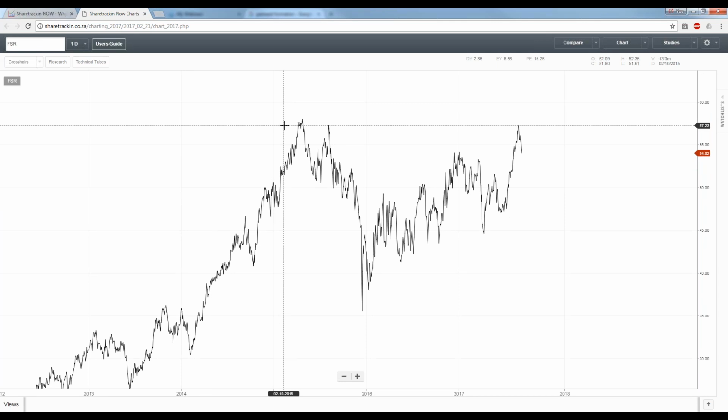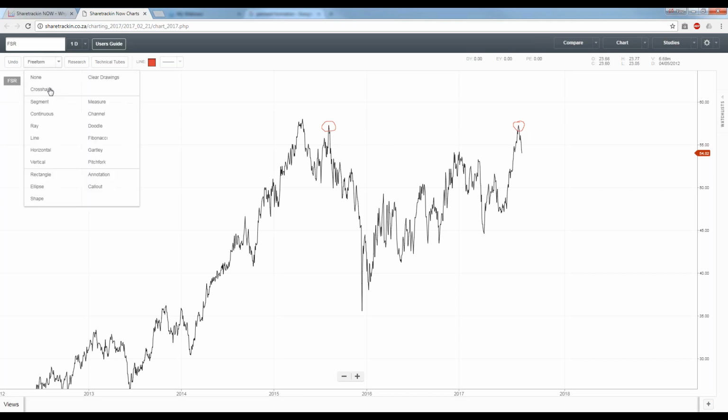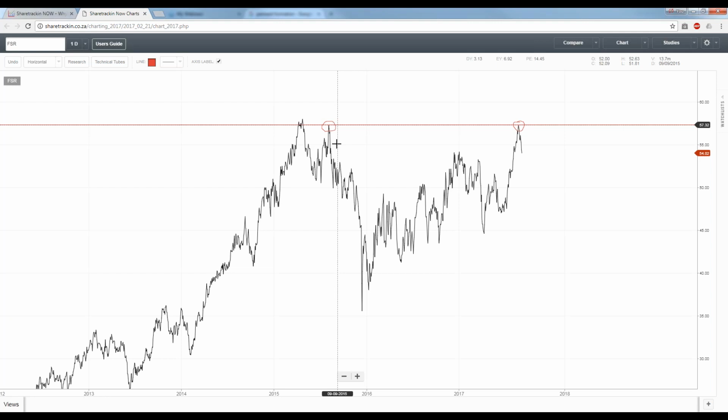Now, there's some form of a double top occurring here. If you just focus on this level over here and this level over here, and you join those two with a horizontal line, you can clearly see that there's some sort of a resistance if the share price starts to move above 57 Rand per share. As soon as the share hits 57, it gives me an indication that it wants to start going down again. This is normally not a good thing, and it can mean there might be some form of downwards movement ahead.